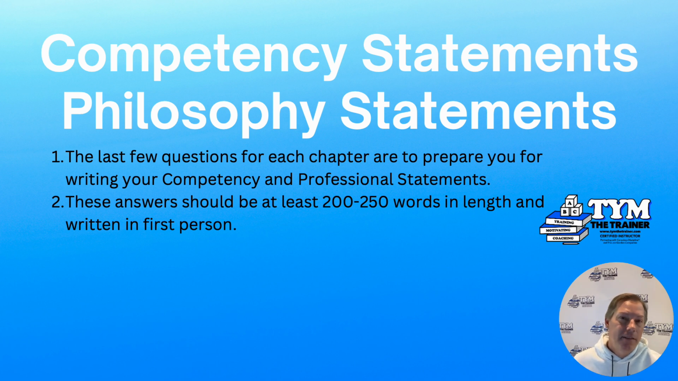For your competency statements and your professional philosophy statements, we recommend that they be about 200 to 250 words in length and written in first person. This is basically your commitment to the industry, your commitment to early education. So we want those written in first person, and like I said, they're going to be substantial.